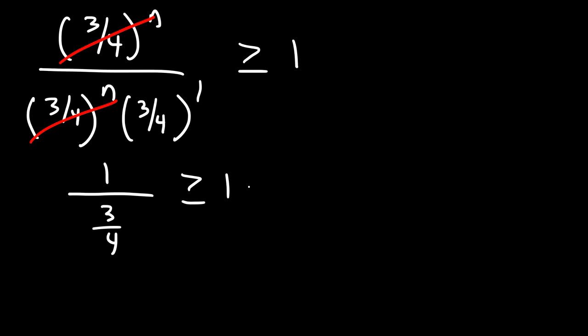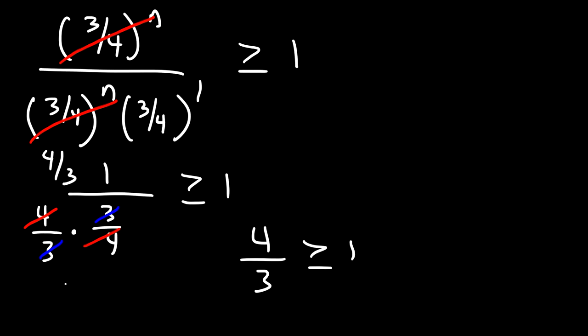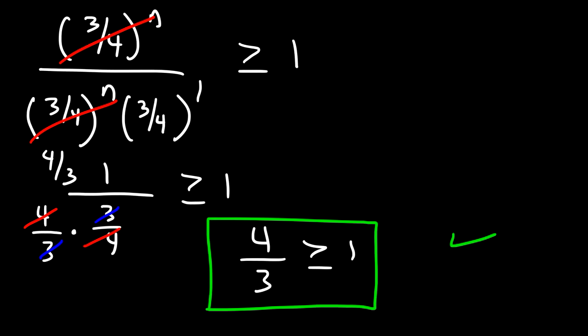And let's show that it's greater than 1. So we're going to multiply both sides, the top and the bottom, by 4 over 3. 4 over 3 times 3 over 4, that's 1. The 4's cancel, and the 3's cancel. So all we have left over is that 4 over 3 is greater than or equal to 1. Is that a true statement? Yes, it is. 4 over 3 is about 1.3 repeating, and that's greater than 1.